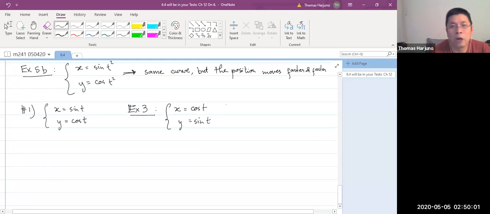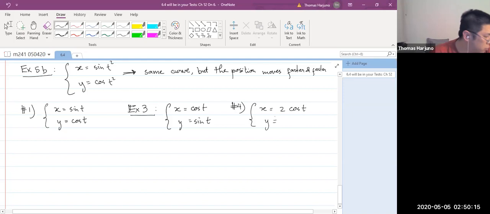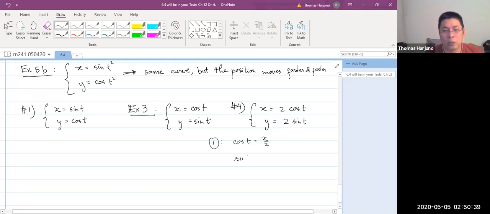Now, how about number four? In our textbook, we have x equals 2 cosine t and y equals 2 sine t. What will the graph look like? There are two points of view to answer this question. The first point of view is to eliminate the parameter. You see that cosine t is x over 2, and sine t is y over 2.